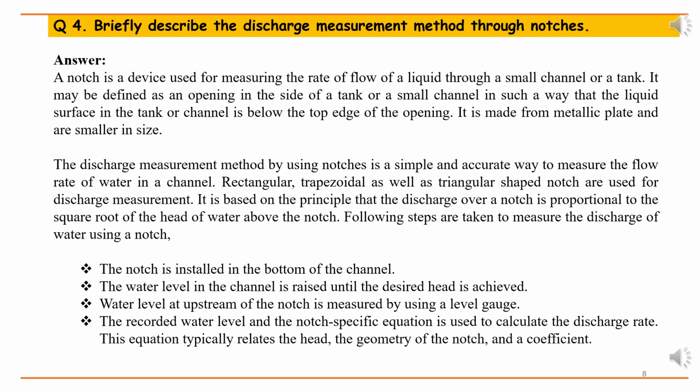The notch is installed in the bottom of the channel. The water level in the channel is raised until the desired head is achieved. Water level at upstream of the notch is measured by using a level gauge. The recorded water level and the notch-specific equation is used to calculate the discharge rate. This equation typically relates the head, the geometry of the notch, and a coefficient.